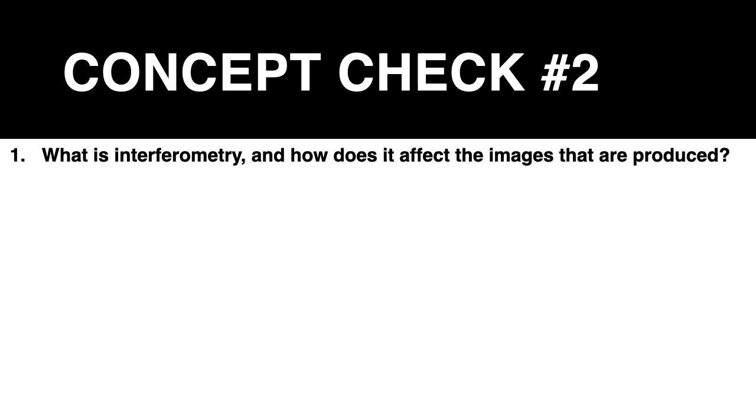Concept check number 2. What is interferometry and how does it affect the images that are produced? Interferometry is the linking of separate telescopes so that they act as one large group. The images have much more detail.